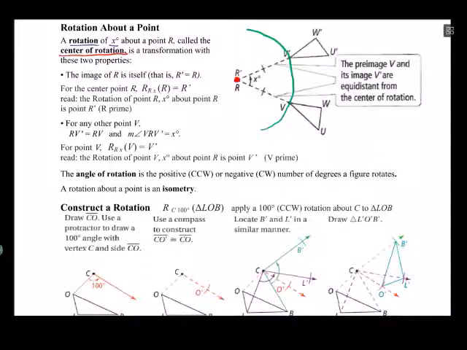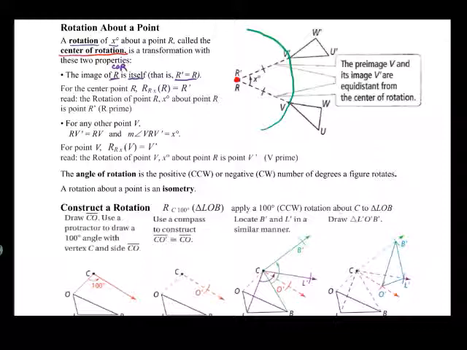So some properties of our rotation. The first is the image of R, so our center of rotation, is going to be itself. This is the center of the clock, and it turns around in a circle, but it does not change position. So R becomes R prime. You label it R prime, but it doesn't move in the plane.